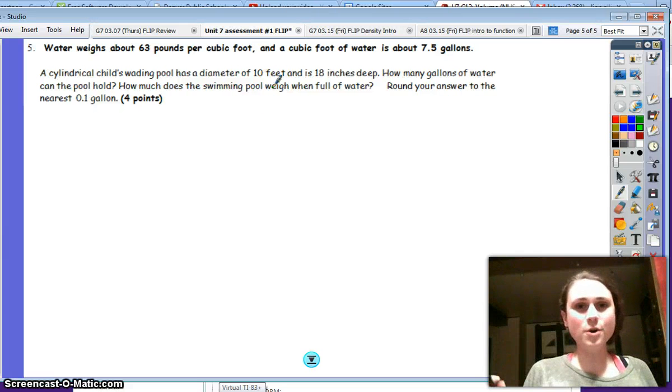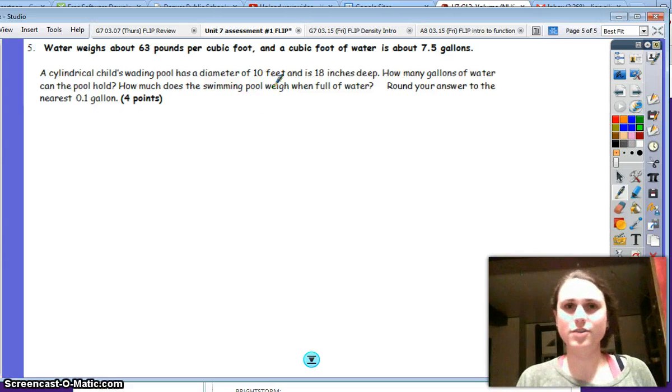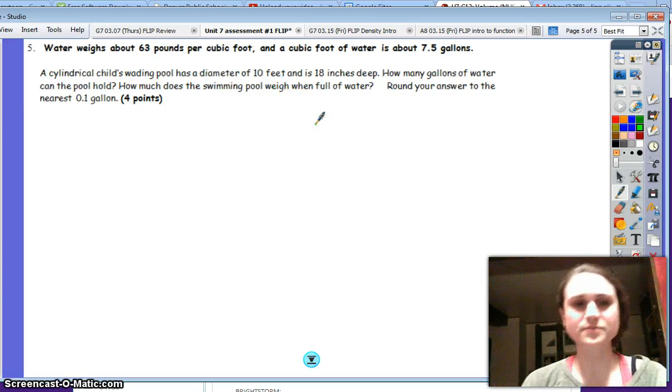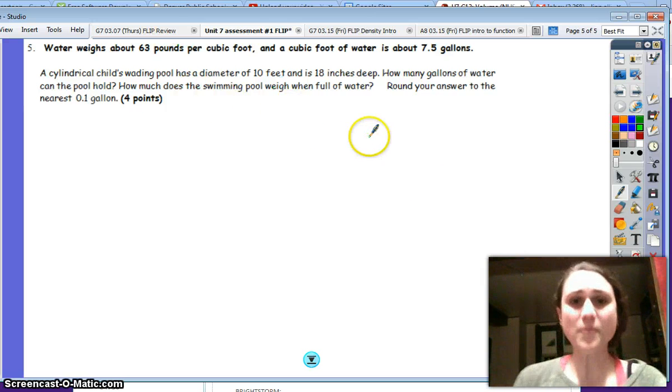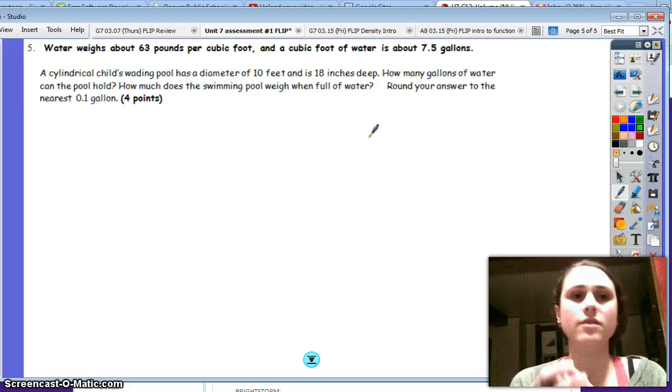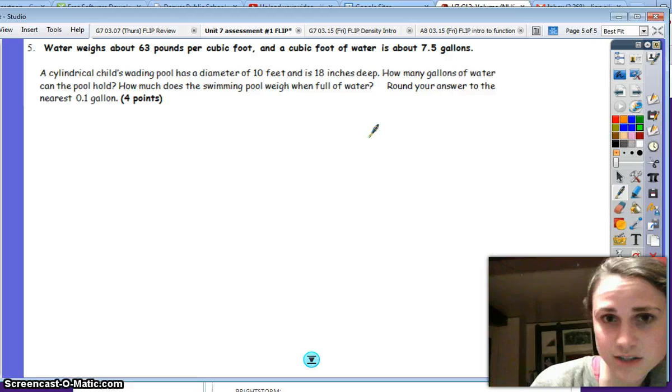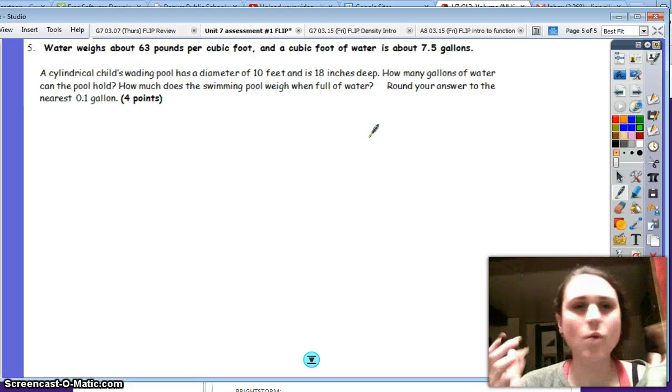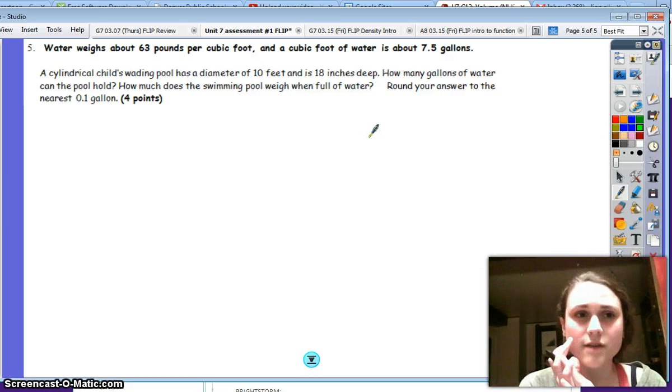Oh no, we have a word problem! Before you freak out, think about what we do in class with our GFK sheets that you guys love. I want to write down what I'm given. I want to write down what it is that the question is asking me to find out, and then I'm going to figure out what I know that's going to help me solve this problem.